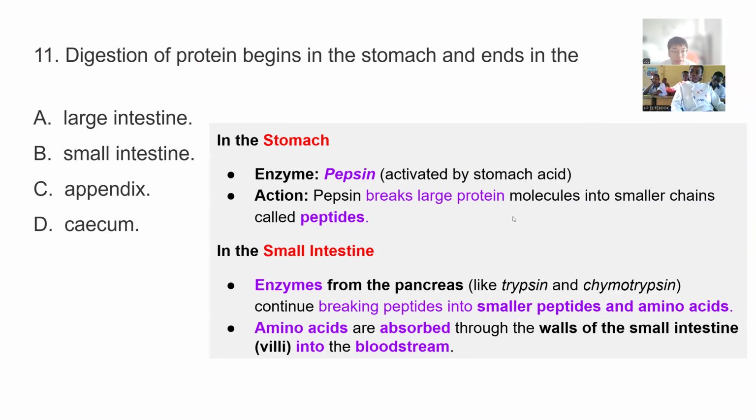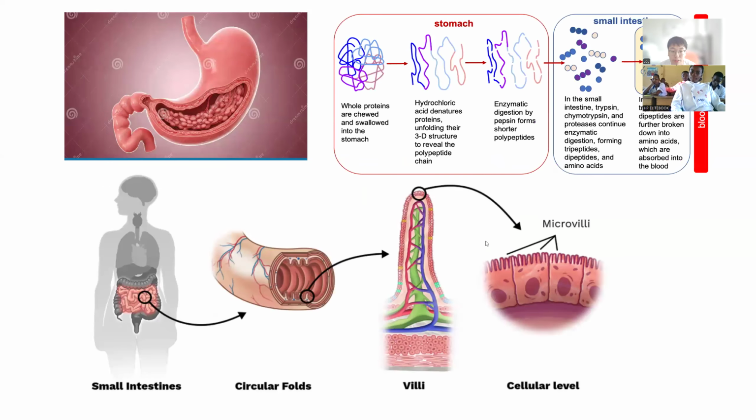And yeah, we talked about the processes, and we've also talked about how nutrient absorption occurs in the small intestine through these tiny bumps called villi.